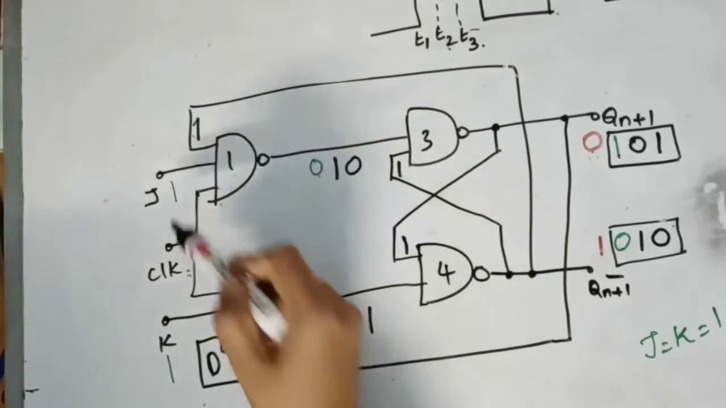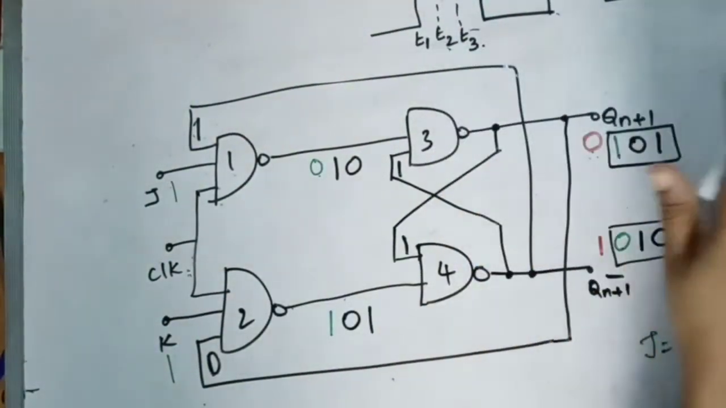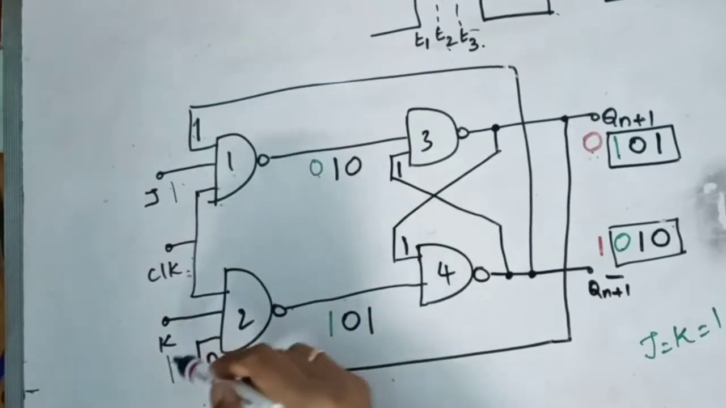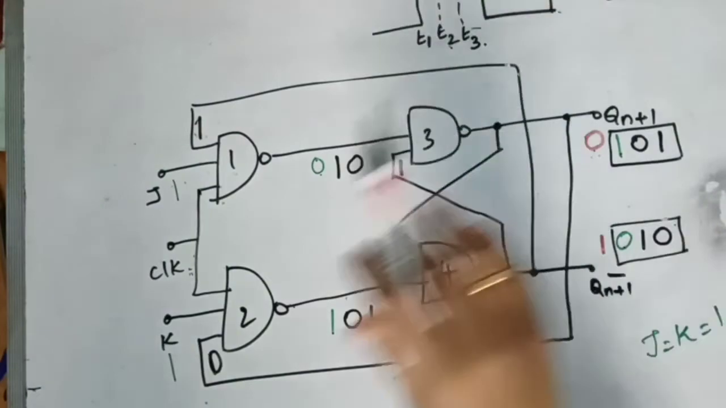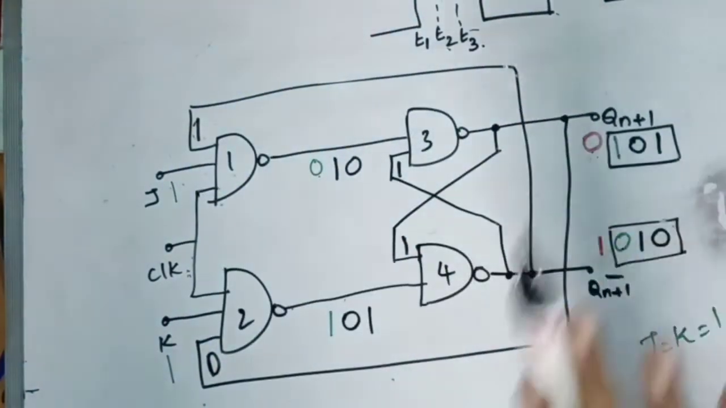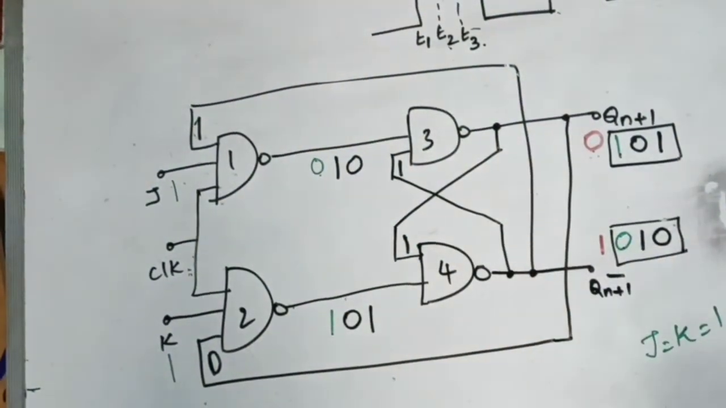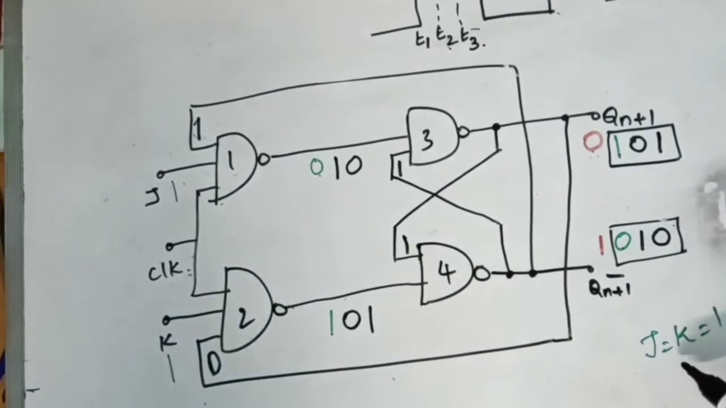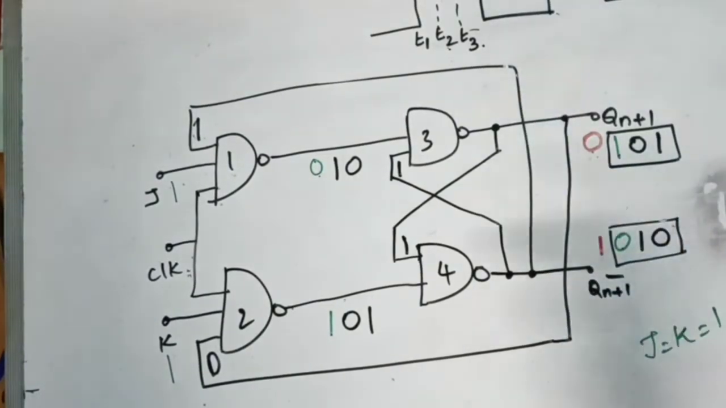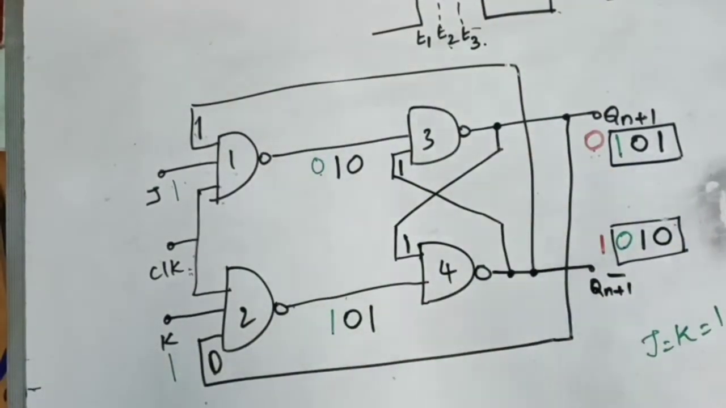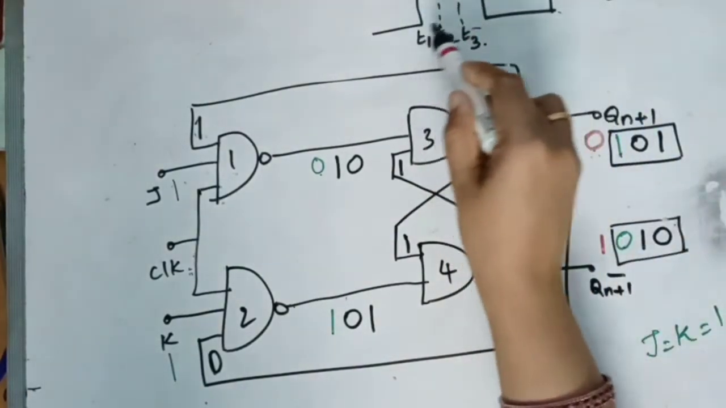If it was 0, 0, it is Qn, so it will remain the same. If it is 0, 1, the output is 0, it will remain the same even if the clock is applied for a long time. If it is 1, 0, the output will be 1, it will remain at 1 itself. But since in J equal to 1, K equal to 1, Qn+1 equal to Qn bar, it is complementing. So the output will toggle, that is, the output will go from 0 to 1 to 0 to 1 to 0 depending on the width of the clock.